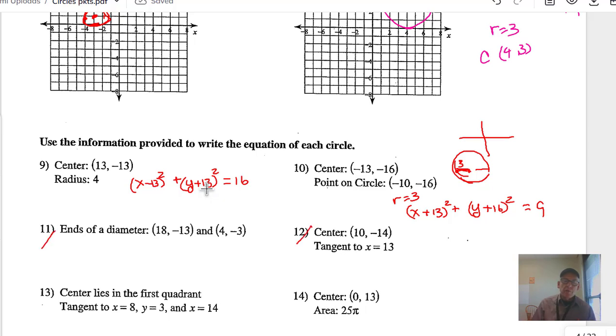And we're not worried about these for right now. We may hit these later once we've got a little bit more background under our belts about some of this other stuff going on with the circle.